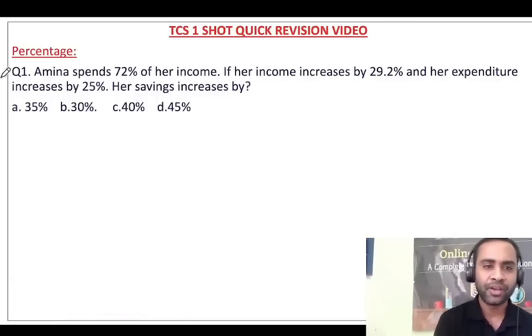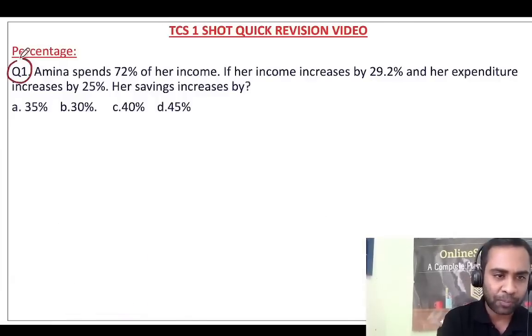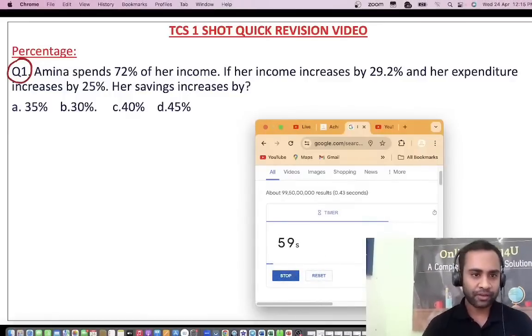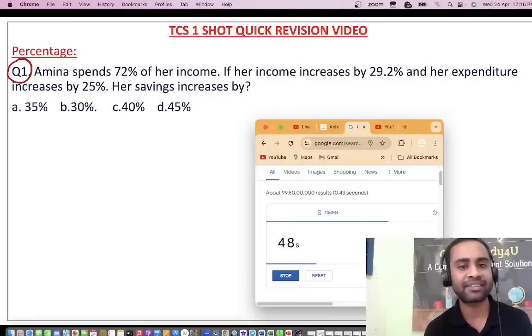Now there is a question for you. Can you please try it out? Your timer starts now. Amina spends 72% of her income. If her income increases by 29.2 percentage and her expenditure increases by 25%, her saving will increase by what percentage?